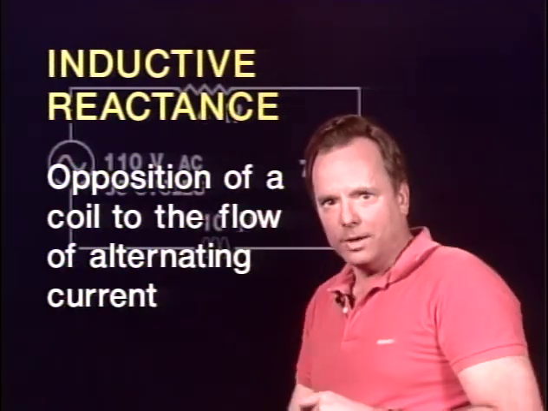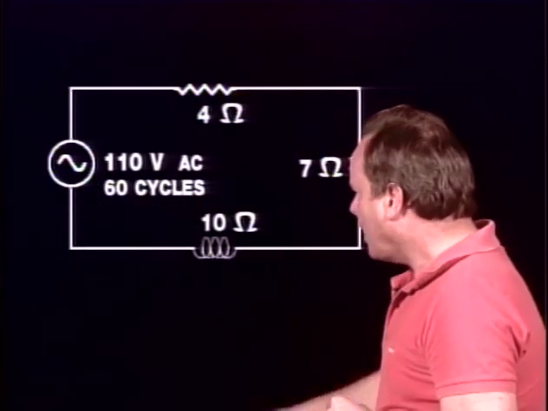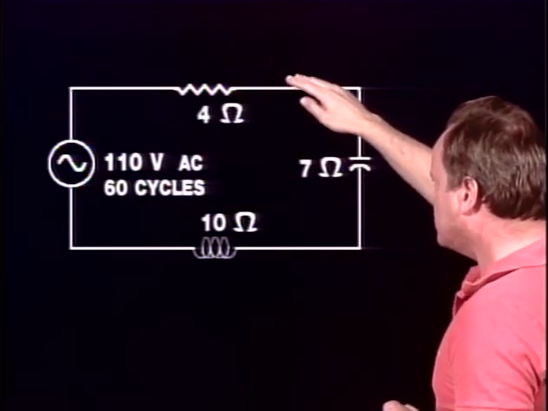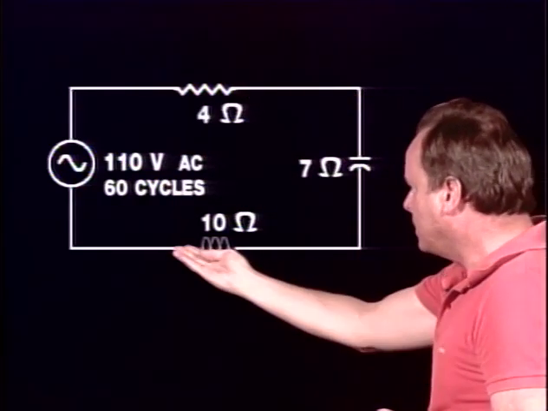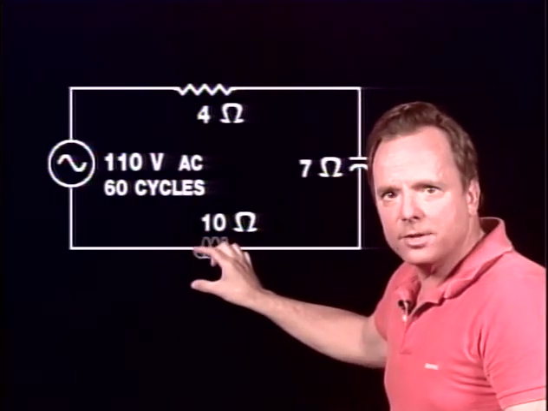Now let's take a look at a circuit here and see if we can make some sense out of it. Here we have a circuit, we'll say with a generator in it, and we have some resistance, some capacitance, and some inductance. And this is a typical circuit. We'll talk more about this later on.